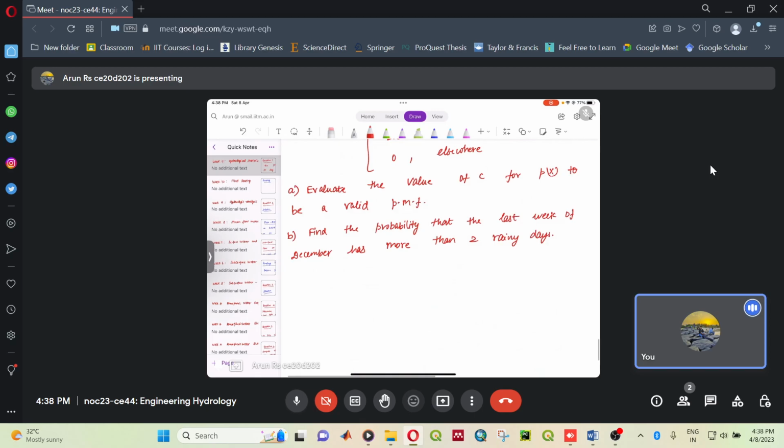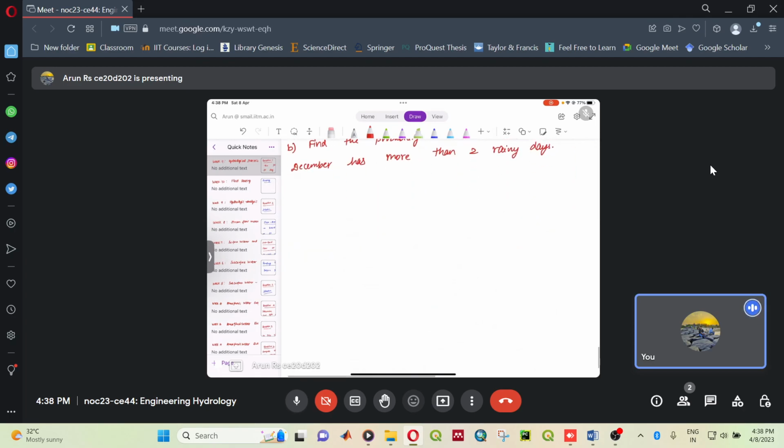Now we need to evaluate the value of C such that this P of x is a valid probability mass function, and we also need to find out the probability that the last week of December has more than 2 rainy days. So this is a classical problem for a discrete probability distribution. So for the given distribution to be a valid PMF, it has to satisfy this condition.